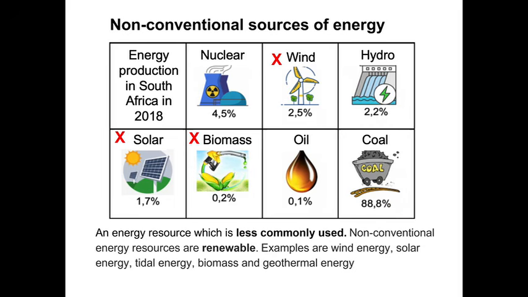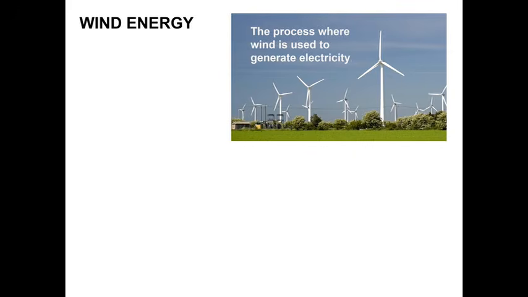Now, we have first looked at coal as an example of your conventional type of energy, electricity that has been generated from coal. That's your conventional. Now, let's have a look at your non-conventional. And the example that I'm going to use here will be wind energy. Now, what is wind energy? It's the process where wind is used to generate electricity.